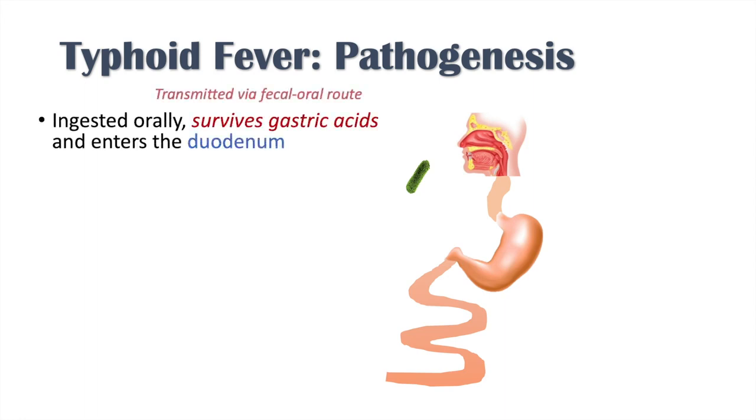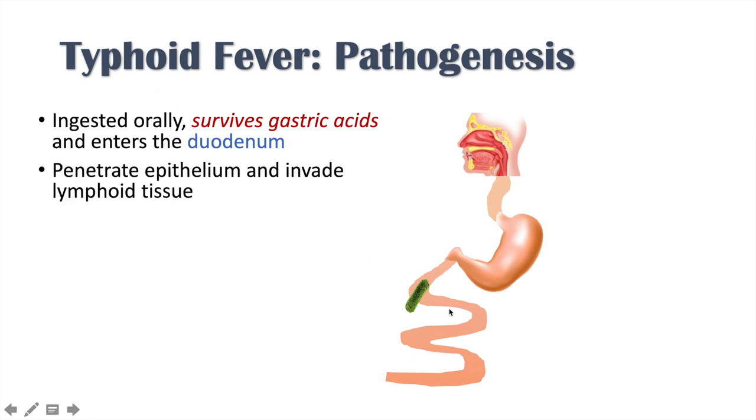So how does Salmonella typhi and Salmonella paratyphi infect us and make us sick to cause typhoid fever? Well, these bacteria are ingested orally, and they actually survive the gastric acids and then enter into the duodenum, which is the first part of the small intestine. When they enter the duodenum, they can penetrate through intestinal epithelium and invade into lymphoid tissue. And they do so by a couple of different mechanisms. One is through an M cell, which is part of the mucosal-associated lymphoid tissue system, or MALT system.